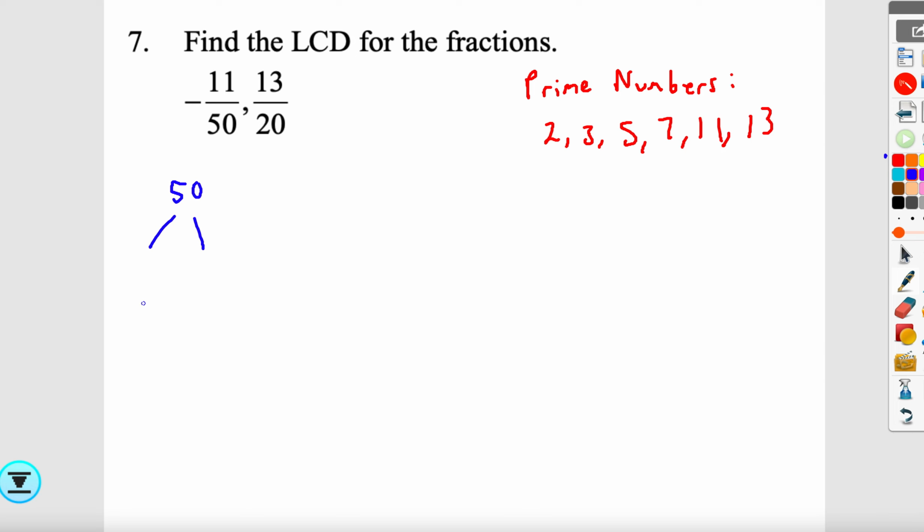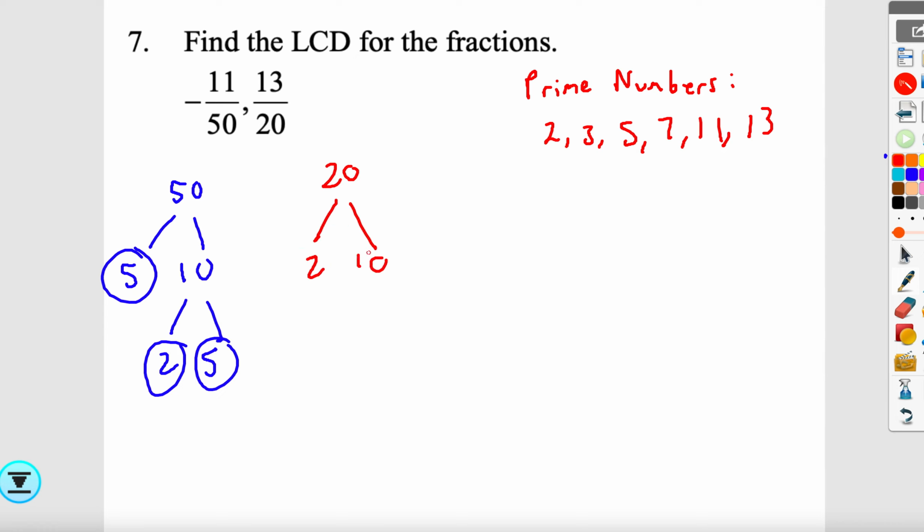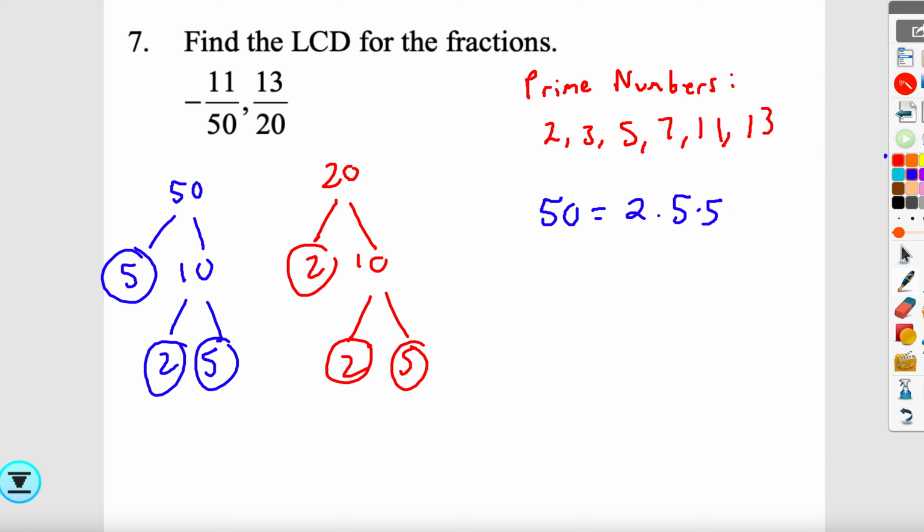So the first tree is 50. Any two numbers that multiply to give us 50, so that's 5 and 10. Circle the 5 because it's a prime number. And then 10 is 2 and 5. Both of these are prime, so we're done. 20, it's 2 and 10. And then 10 is 2 and 5. So we have the prime trees for both. So let's write them down. 50 is equal to 2 times 5 times 5. 20 is equal to 2 times 2 times 5.